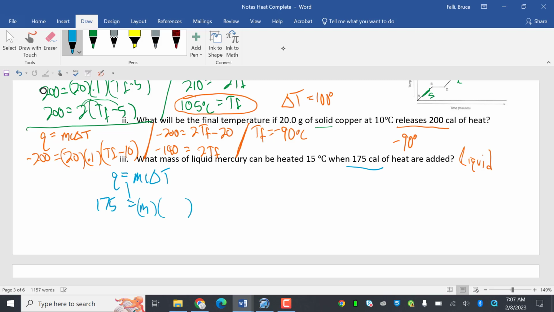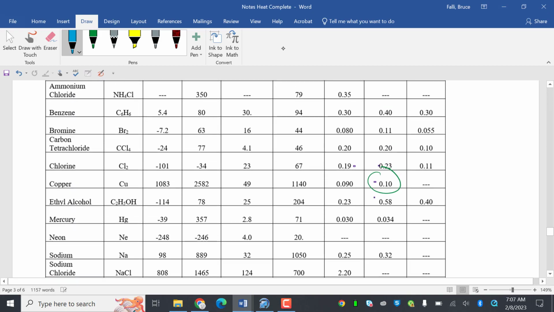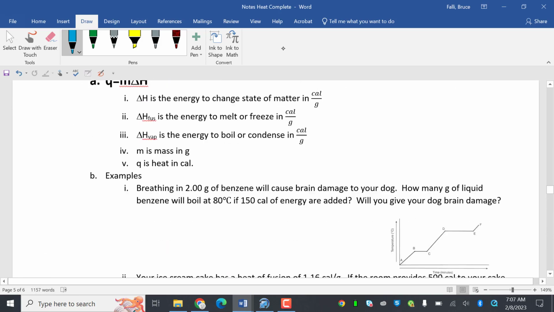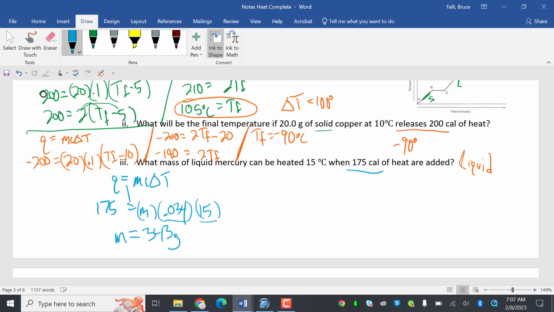175 is my heat. Mass is what I'm solving for. I need my specific heat of liquid mercury. And it's heated 15 degrees, so delta T is 15. And let's find the specific heat of liquid mercury. I call this the table of everything. So if I look at the table of everything, 0.034. So then my mass equals, I'm going to divide by this and divide by that. 175 divided by 0.034 divided by 15 is 343 grams of mercury.